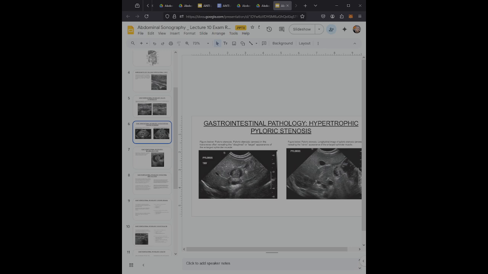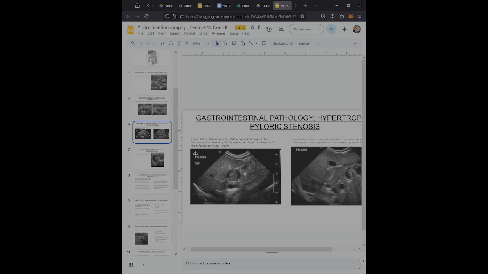Hypertrophic pyloric stenosis presents clinically as projectile vomiting, weight loss, and constipation. Sonographically, we see an abnormal pylorus as a target or donut in the short axis view, and it appears as a cervix in the long axis view. The wall of the pylorus will measure greater than or equal to 3 millimeters in thickness, and the length of the pyloric channel will measure greater than or equal to 17 millimeters.